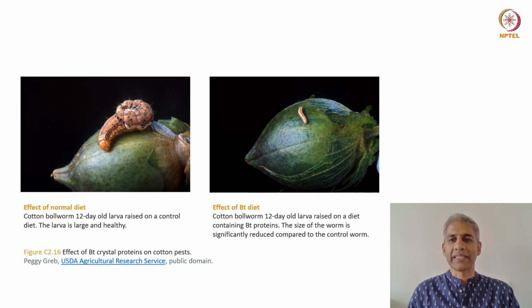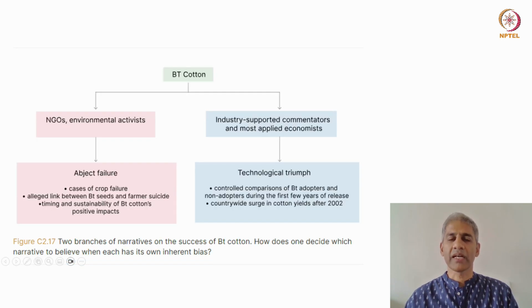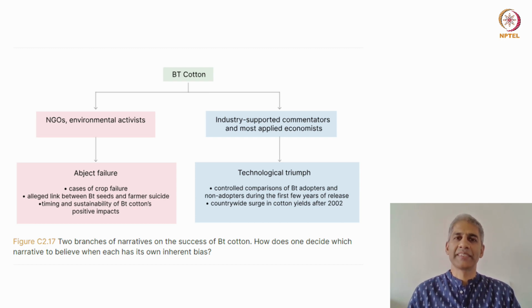So we thought that this is a good case study to use to figure out how to assess the claims that a new technology makes. And so in this next part, we will be talking about how to look at Bt cotton in India and figure out whether it has been a benefit or a detriment to Indian farmers.